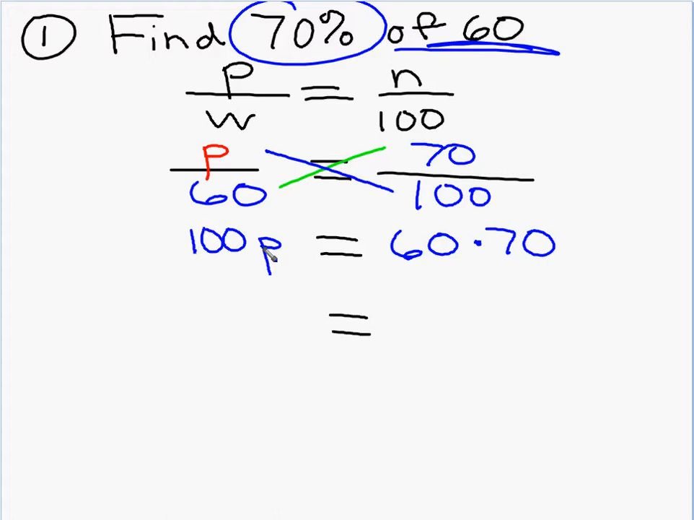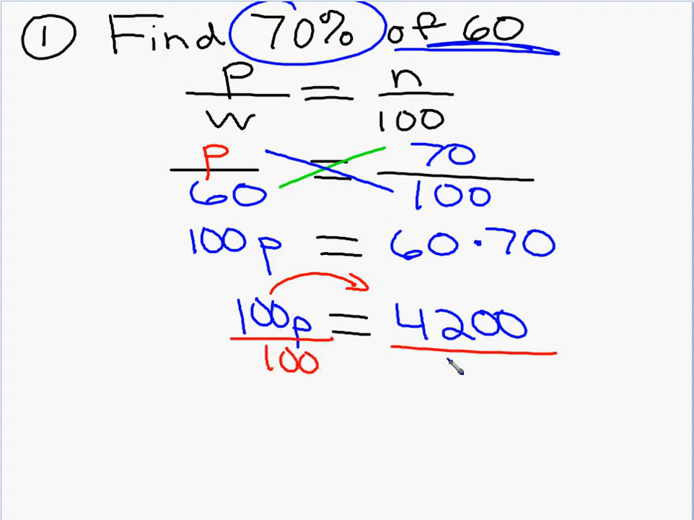Now it's time to use the calculator. 60 times 70 on the calculator is 4,200. Okay to use the calculator for that. Now what I'm trying to do is find out what P is. I'm trying to find out what the part is. So I need to get P by itself. So to do that, I need to move this 100 over there. And the way I do that is dividing both sides by 100. That makes it cancel out on this side because 100 divided by 100 is 1.